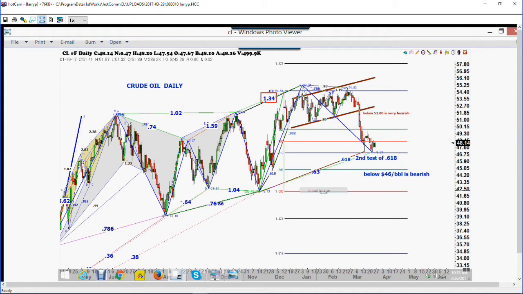Now I'll have to double check here. A few of my alerts are going off this morning, so stocks are doing very little. Yeah, not much.